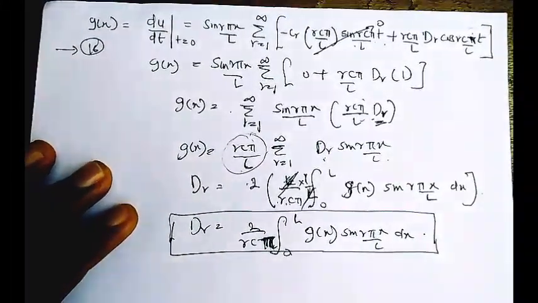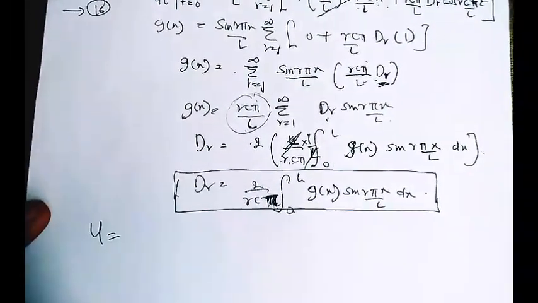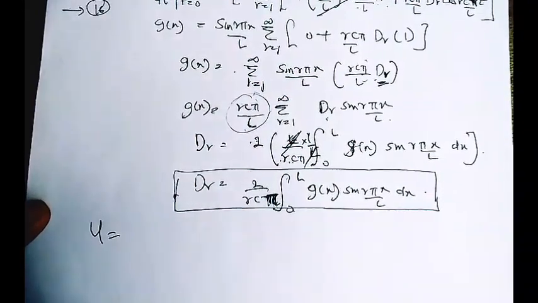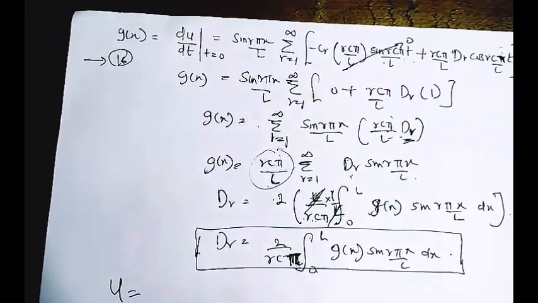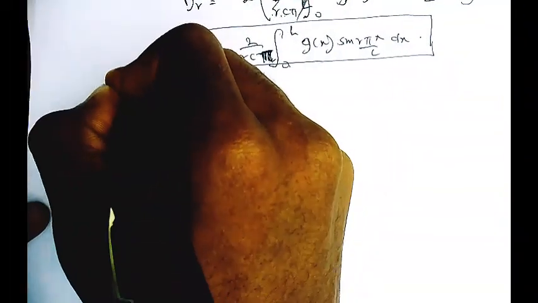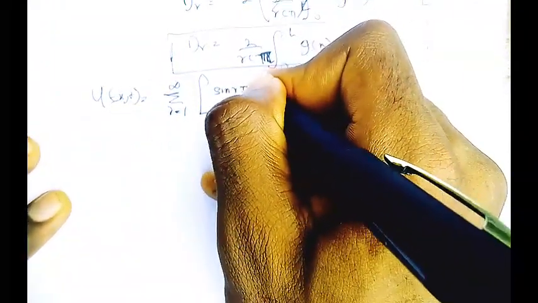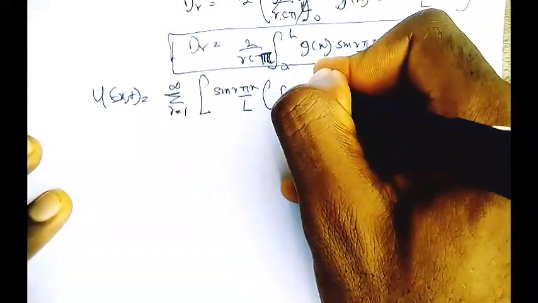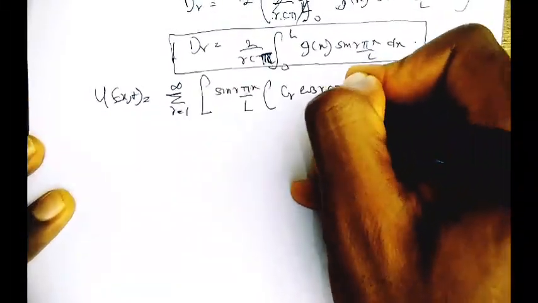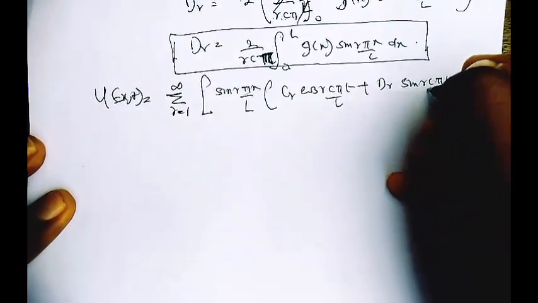So we are already at the brink of our answer. Now let's write this function of u. Remember, the general form of u, which we derived, is the summation from r equals 1 to infinity of sine r pi x over l, open bracket, c subscript r cos r c pi t over l, plus d subscript r sine r c pi t over l.